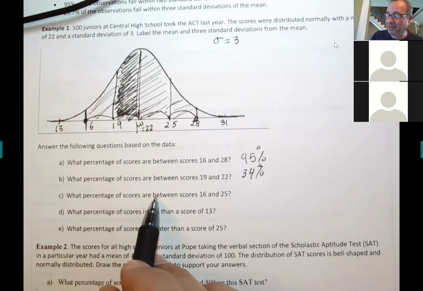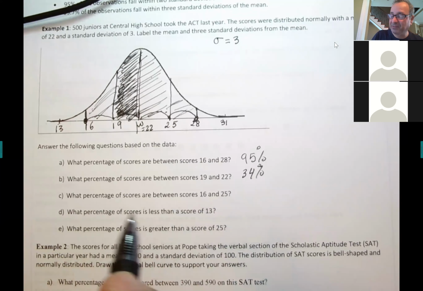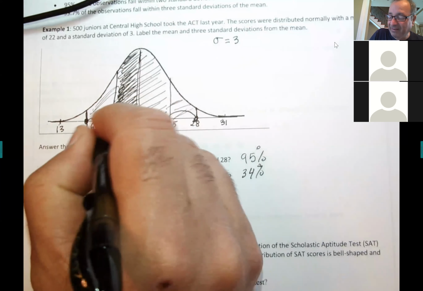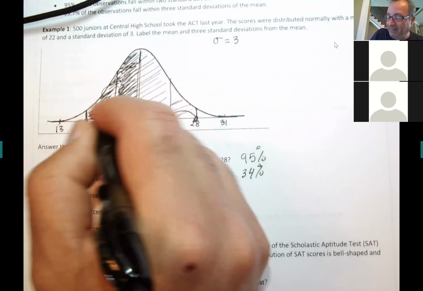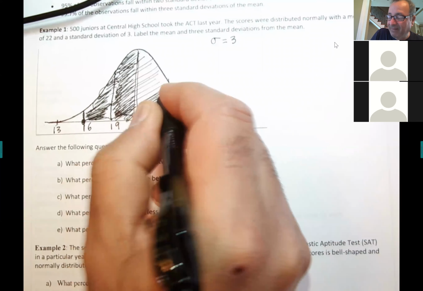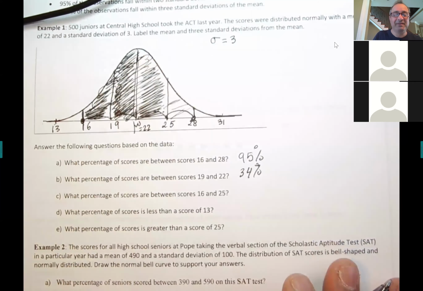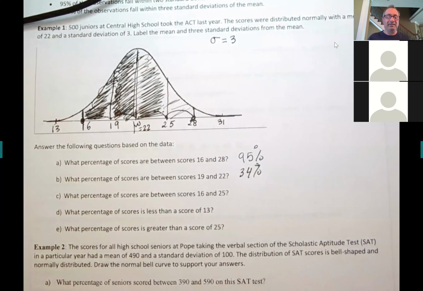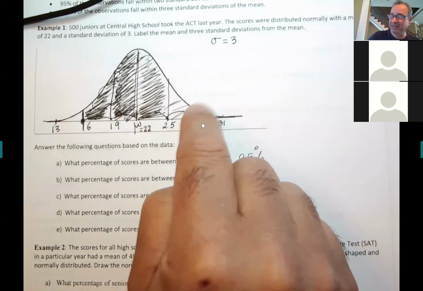What percentage of the scores are between 16 and 25? This one, guys, let me shade it. That's a little bit tricky. Any guesses? Is it the 99? No, that wouldn't be 99. That's too much for 99. You still haven't covered this. You haven't covered that, and you haven't covered that.